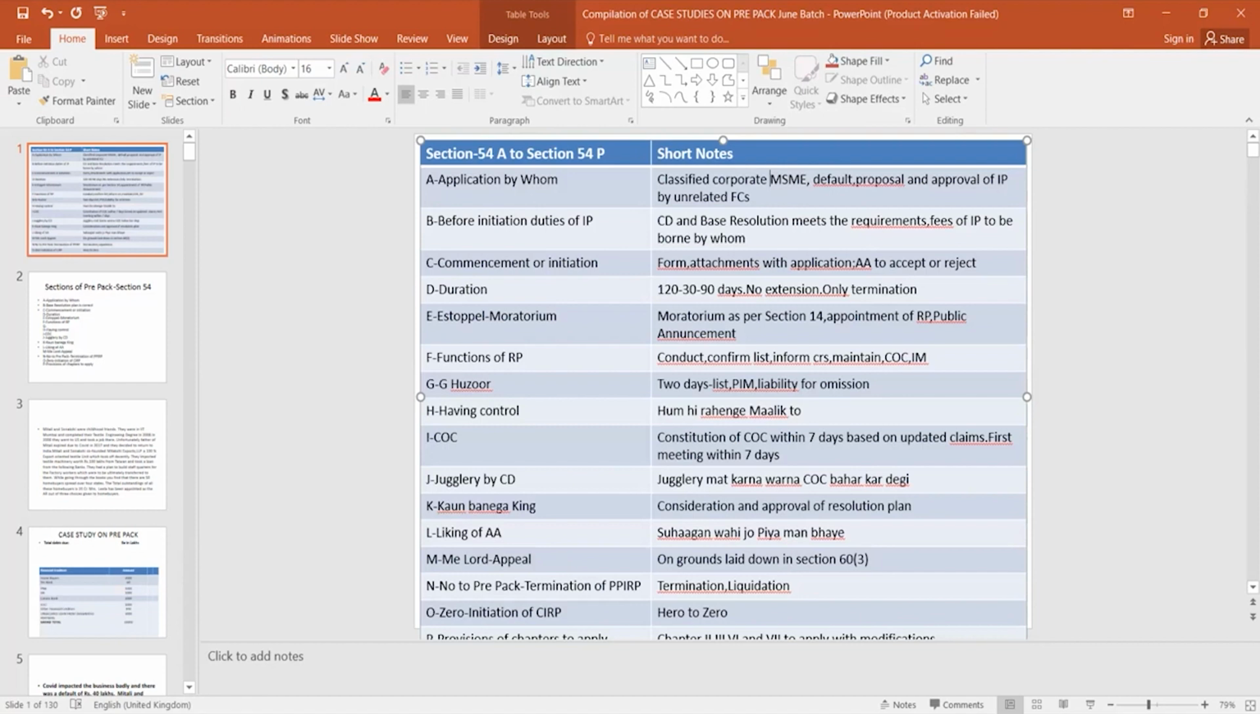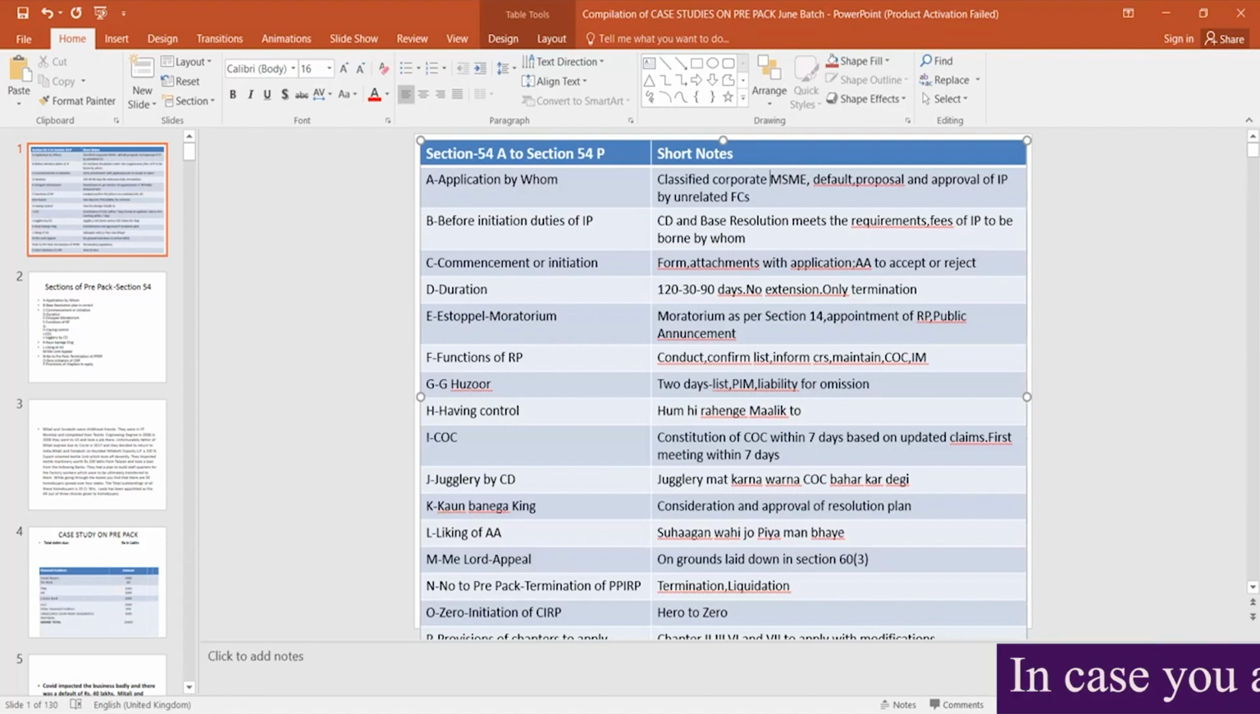And who will participate in the meeting? Participation will be by all the unrelated financial creditors, whether or not they constitute 10%, or even if they constitute less than 10%. Voting will be by all, but the proposal will be only by unrelated financial creditors who constitute not less than 10% of the total debt.